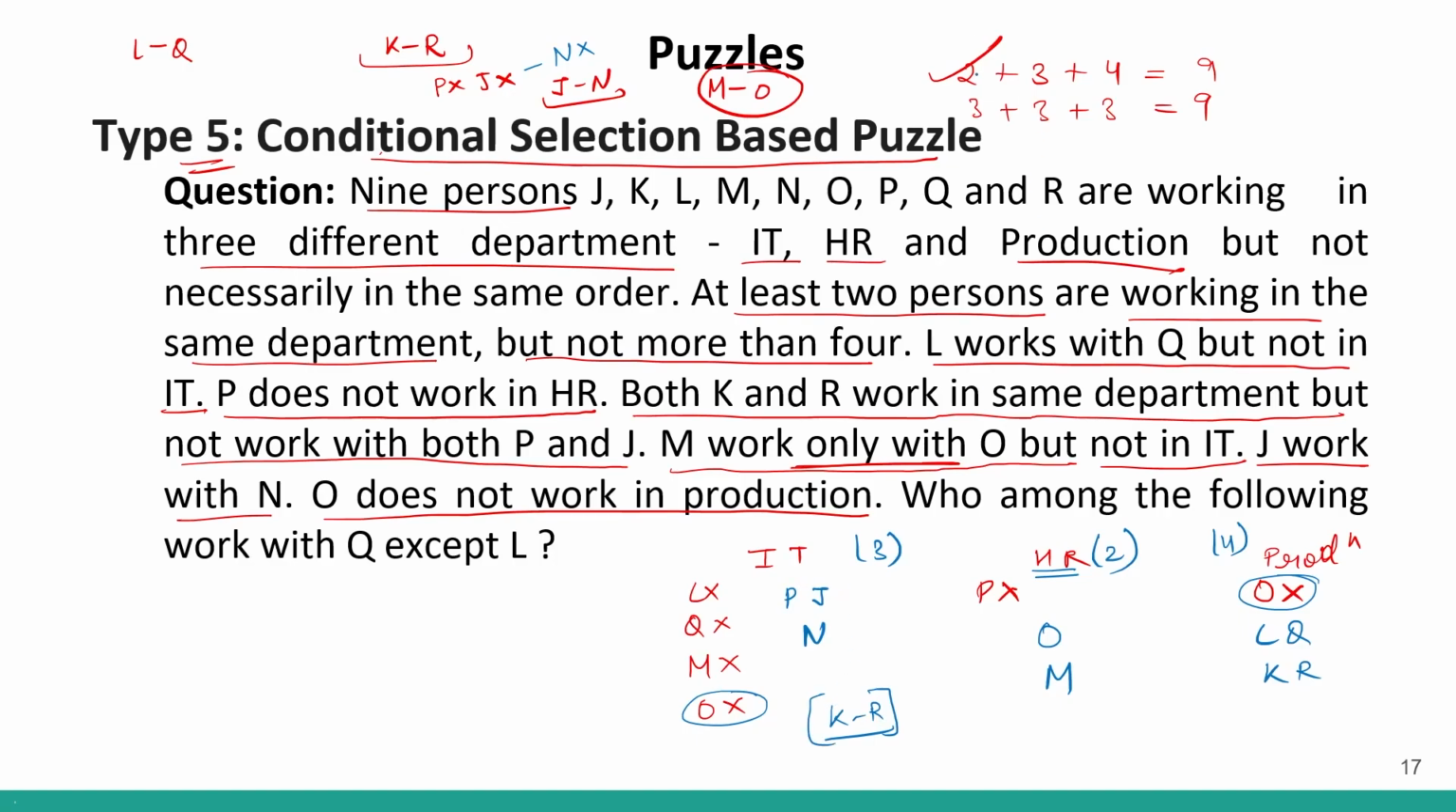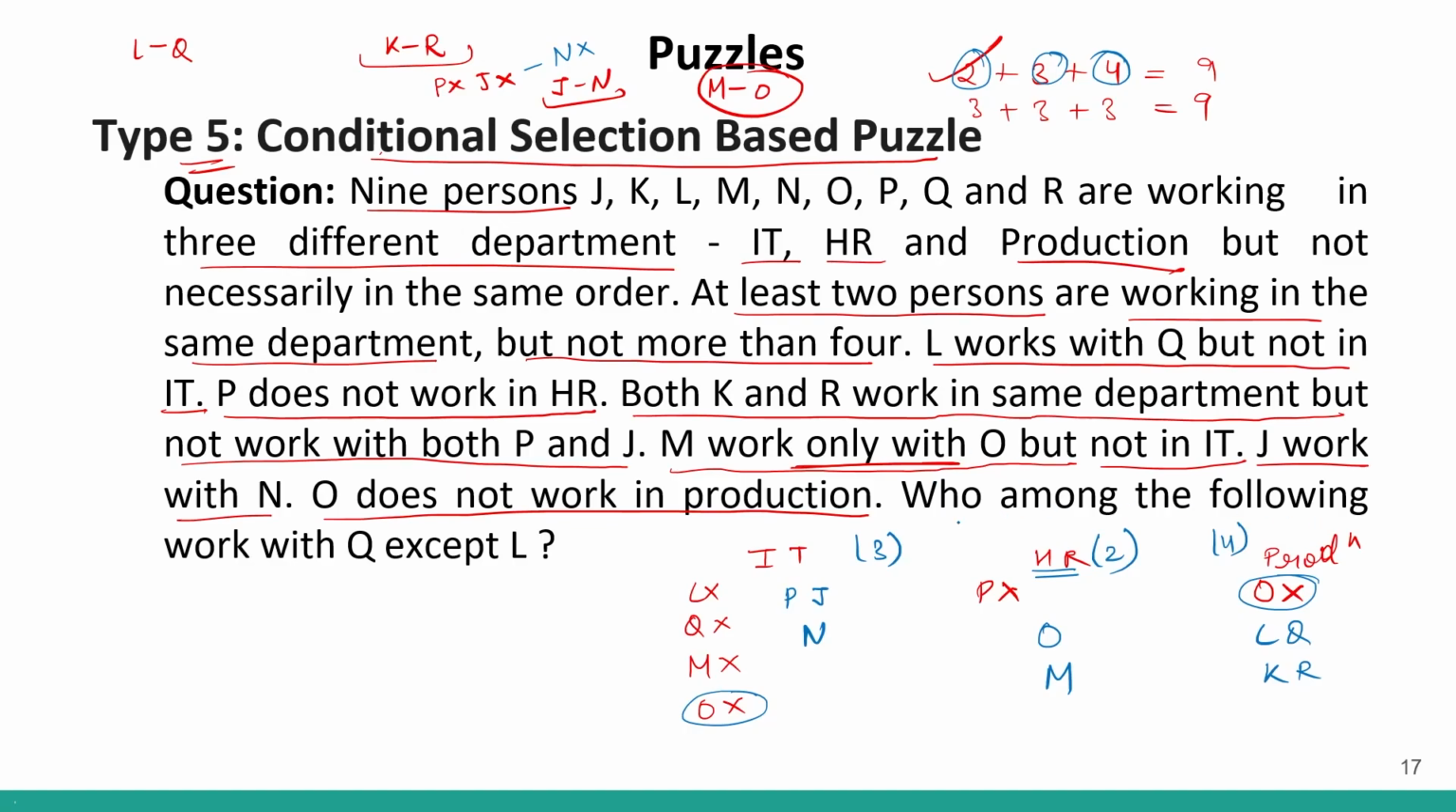But we know the possibility is 2, 3 and 4. So we already have covered the possibility of 2. So over here we can have either 3 people or 4 people. We were not able to place 4 people over here, so we placed 3 people, P, J and N, because there was no restriction. And over here I placed 4 people, L, Q and K, R, because there was no restriction. So this is how you solve questions on conditional selection based puzzles. You have to pay attention to the conditions and based on them divide the people.